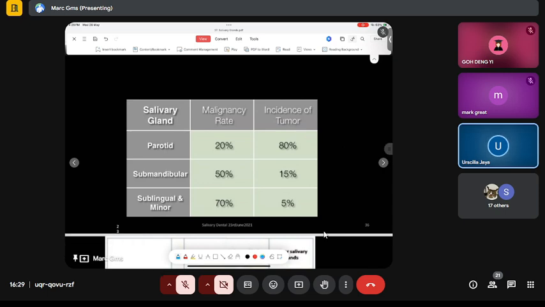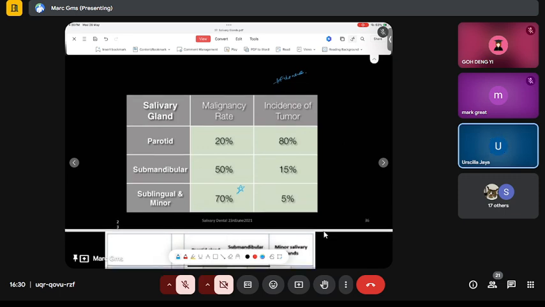So this shows the incidence. Malignancies are most common in minor salivary glands. Okay, and the benign is more common in your parotid gland.